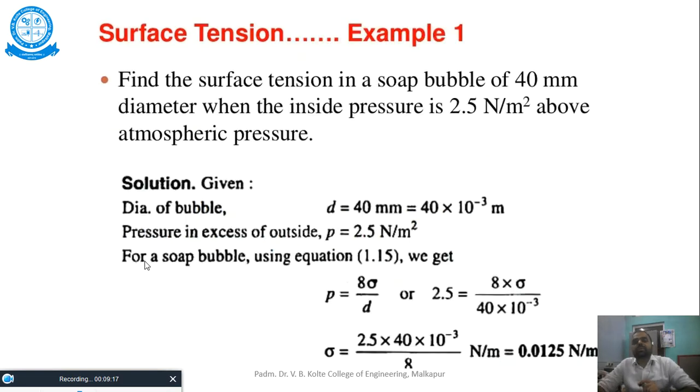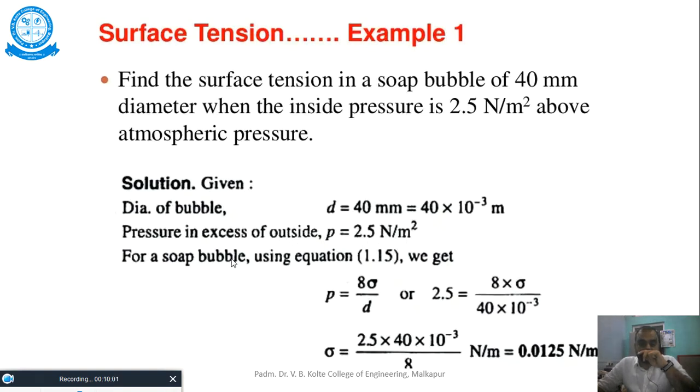Okay, now some numericals are given here. So what is the statement of this numerical? Find the surface tension in the soap bubble of 40 mm diameter when the inside pressure is 2.5 Newton per meter square above atmospheric pressure. So first of all, write down the given data available in the numerical. What is given here? The diameter of the bubble is 40 mm. So we have to convert this mm into meter: 40 multiplied by 10 raised to power minus 3 meter. Okay, the pressure is in excess of outside. P is equal to 2.5 Newton per meter square.